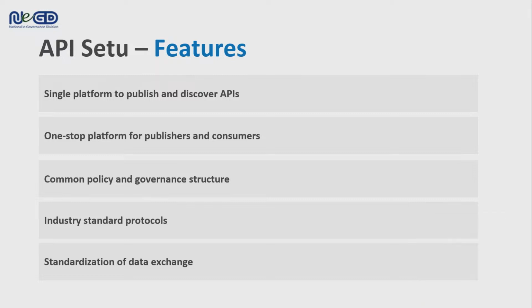So this slide talks about the features of the API Setu platform. As I said, it is a single platform to publish and discover the APIs. So we have a dedicated API directory that has been placed on the platform. You can easily explore how many APIs are there, and you can get an idea what exactly you are going to get from these APIs.